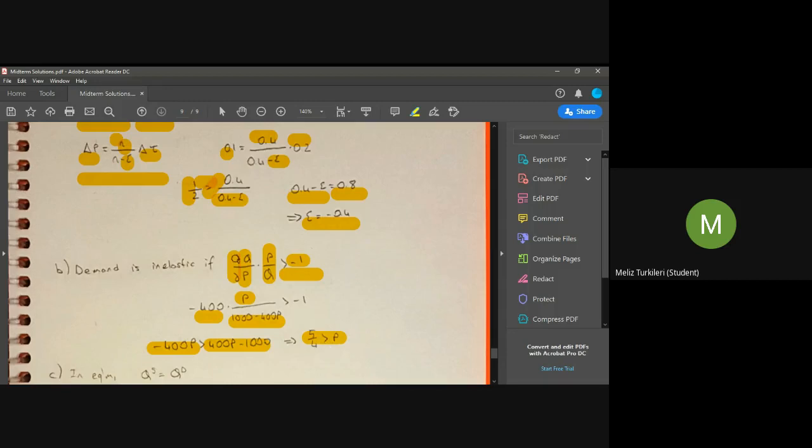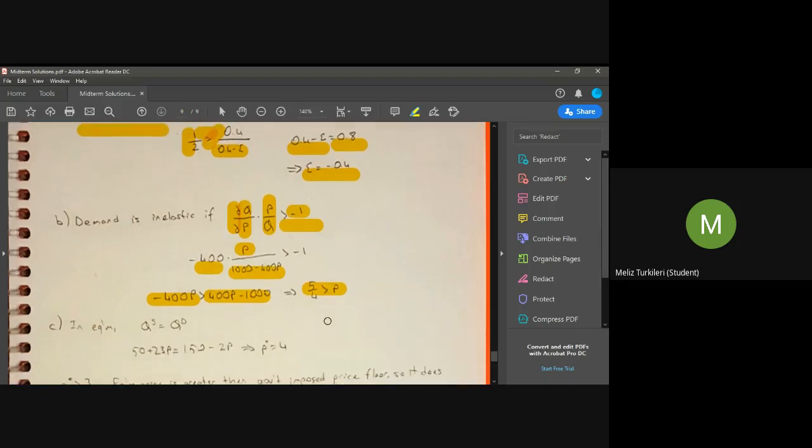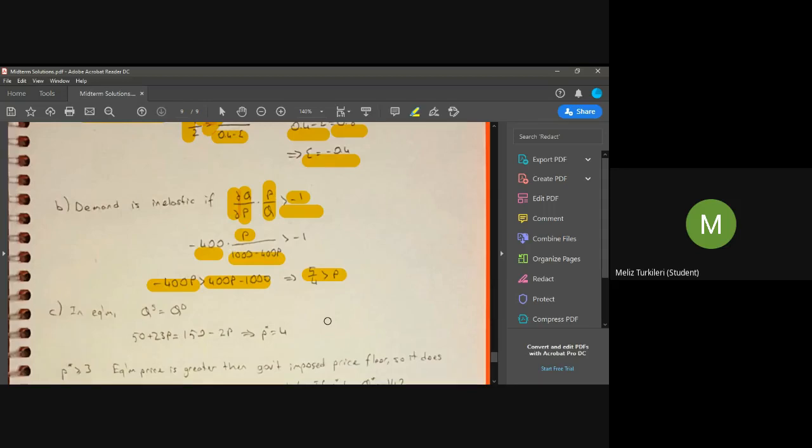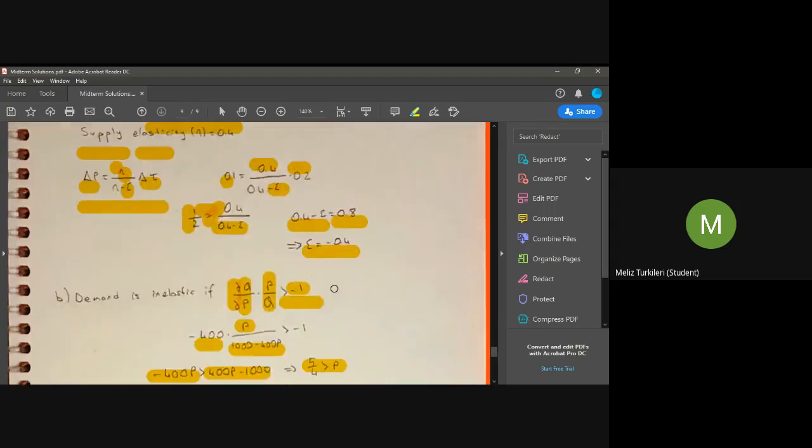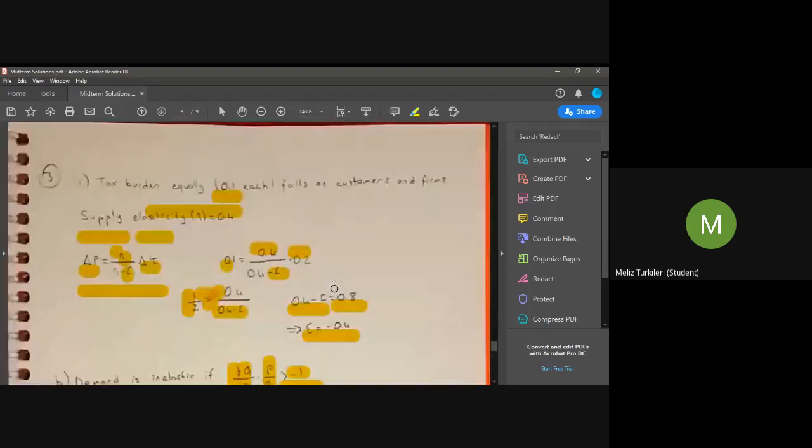Okay? I just write the elasticity formula, and I use the information that I know from the classes that demand is inelastic when the elasticity is higher than -1. I do this math, and I plug in the demand equation rather than the quantity demanded, and I find that price should be lower than 5 divided by 4. So is it clear enough? There isn't any question from you, so I'm going on with the C section. Please, if you have, ask me.